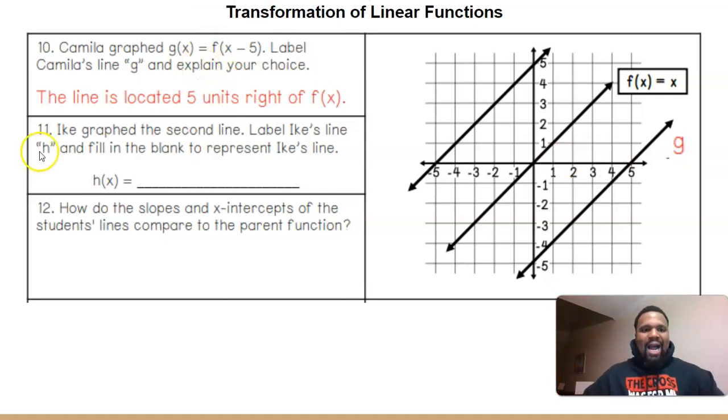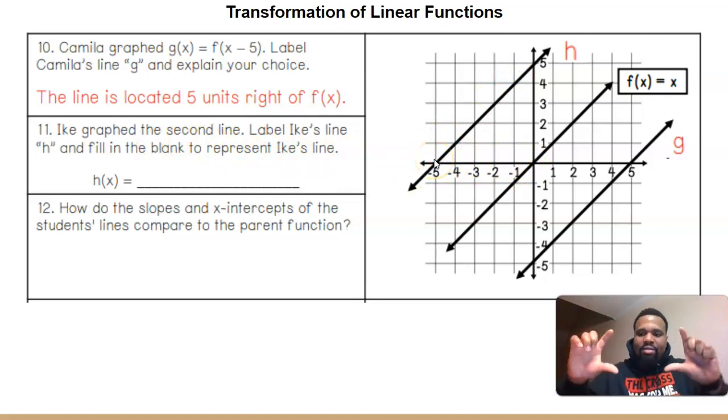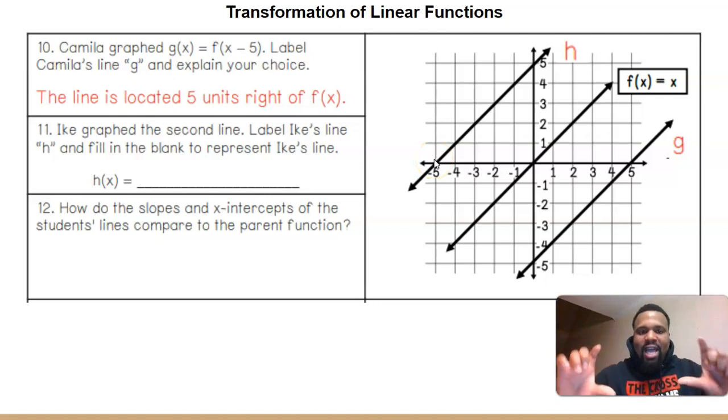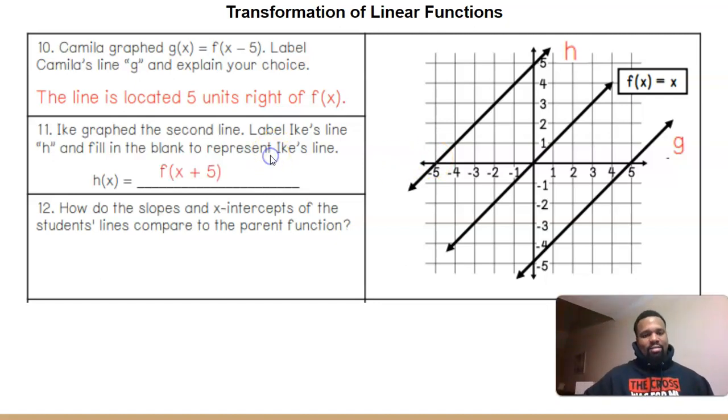All right. I graph the second line. So this is the second line, h of x. We want to represent what it means. So it moves 5 units to the left. If it's 5 units to the left, horizontally, f of x plus 5.